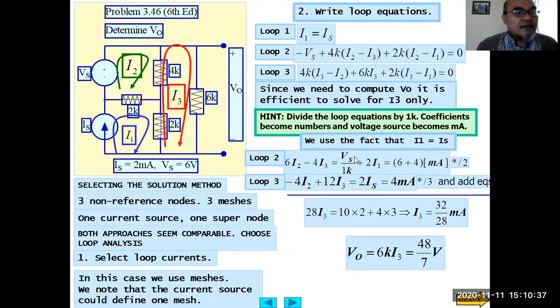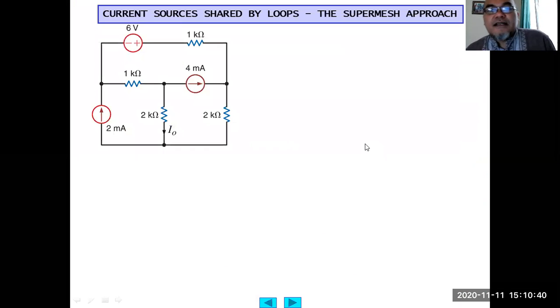Okay, so let's now go to the next subtopic of this chapter, which is the supermesh. In node analysis, we have learned about supernode analysis. Similarly, with loops we have super loop, or with meshes, the supermesh approach. This is for current sources that are shared by loops. For example, this one is our current source, which is shared by this loop as well as this loop here.